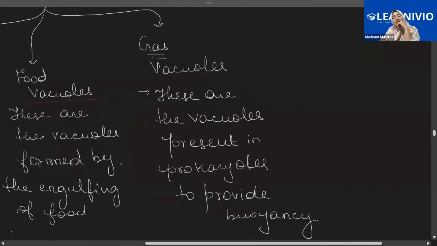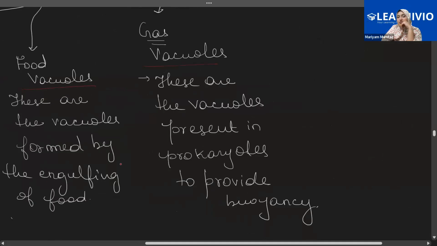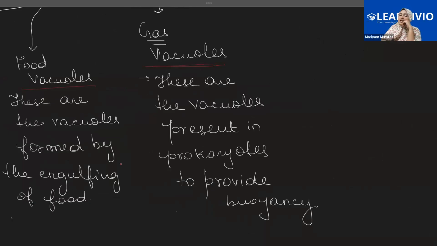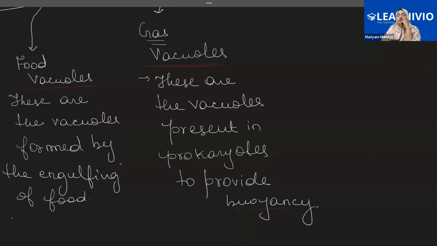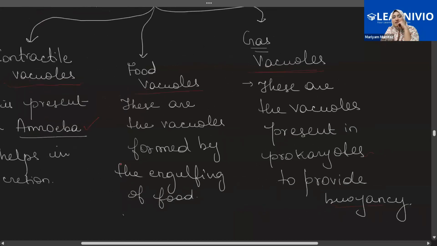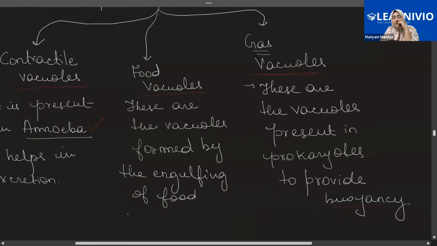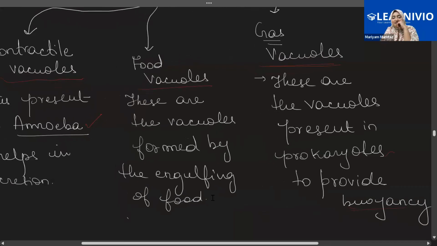Lastly, the third kind of vacuole is the gas vacuole. This will act just like those floaties that people use for swimming. They are the vacuoles present in the prokaryotic organism to provide buoyancy, so that the cell will not sink down to the bottom, rather it would float. So that is why gas vacuoles are present. Clear, students? Clear, Rida? Yes, ma'am.